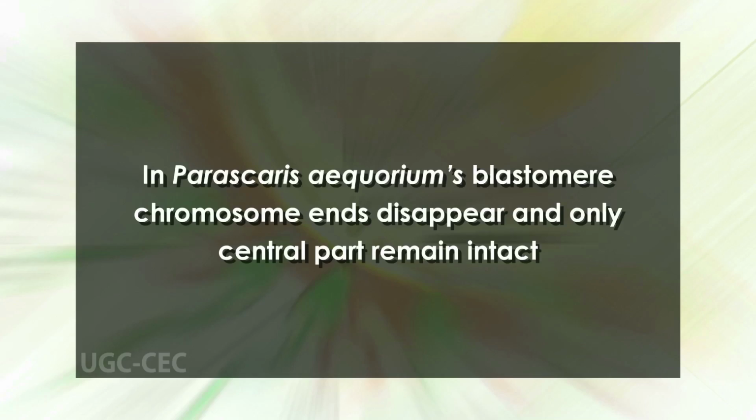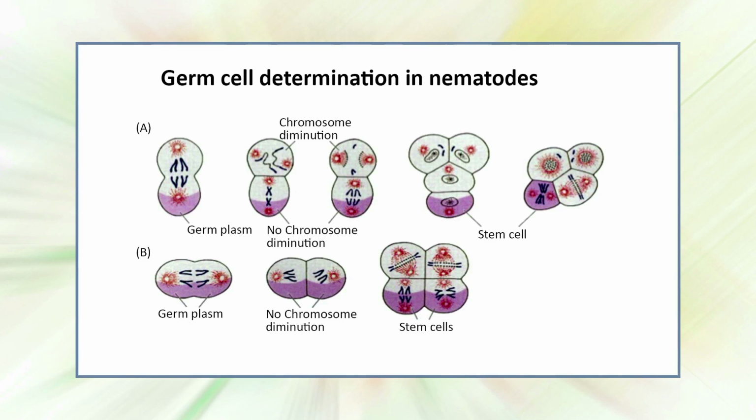The first division plane of this roundworm zygote is equatorial, separating the animal and vegetal poles, which can be distinguished based on yolk granules. In Ascaris aquarium's blastomere, the chromosome ends disappear and only the central part remains intact. This peculiarity is called chromosome diminution. In vegetal blastomere, chromosomes remain normal. During second division, the animal cell splits meridionally while the vegetal cell again divides equatorially. Initially, both vegetally derived cells have normal chromosomes, but chromosomes of animal pole eventually undergo diminution before third cleavage.